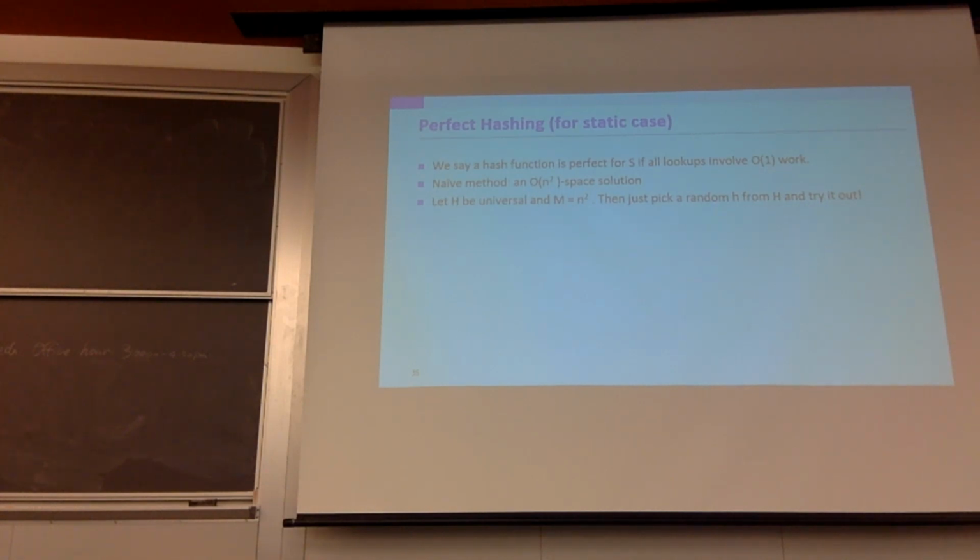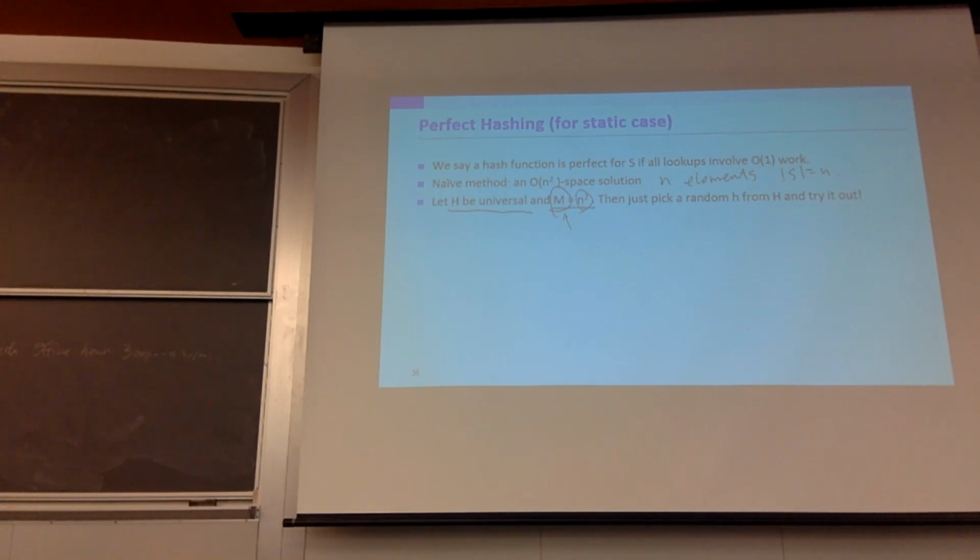So there's a very naive approach. Let H be a universal hash family, and let this n here be the size of your hash table, like how many buckets you have, or the size of the range of the hash functions. And you have n elements, that's to say the size of S is n. And you let the size of the range be n squared. Then we just pick a random h from this universal hash family.